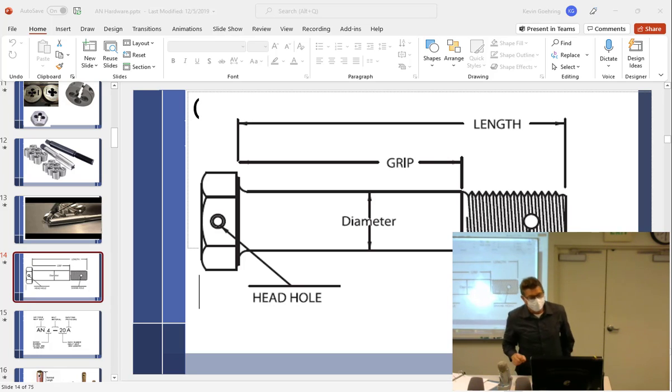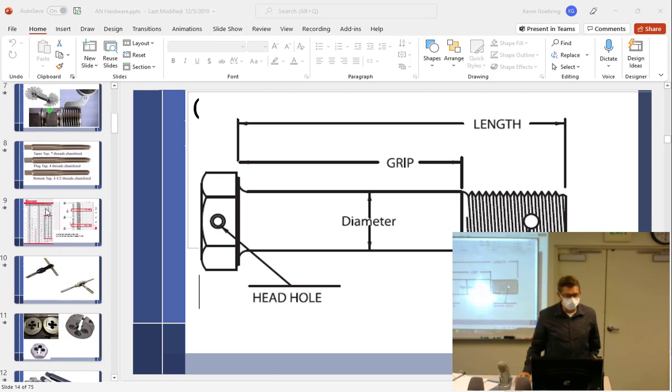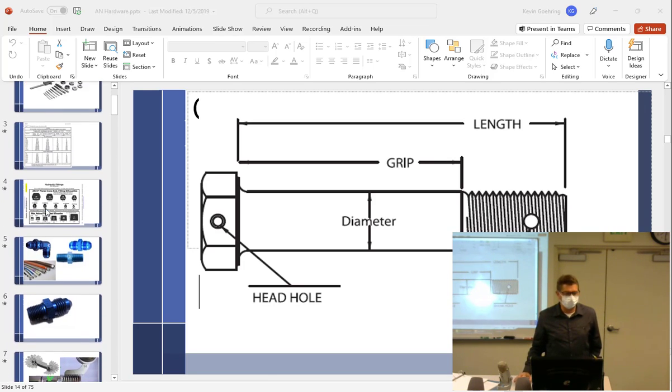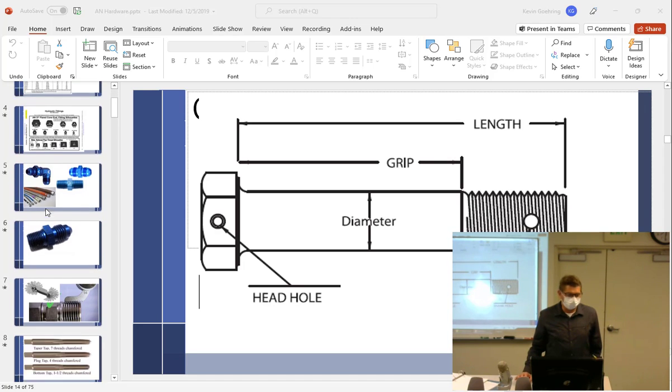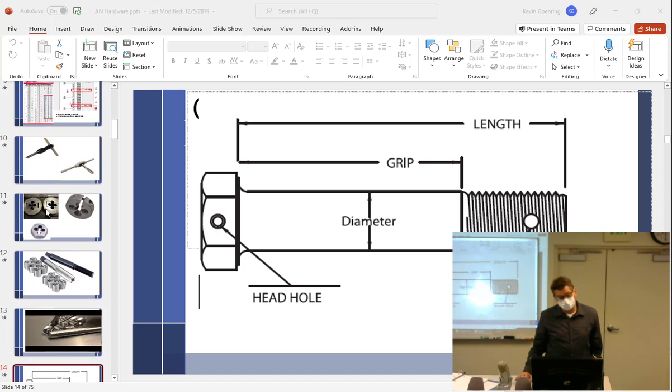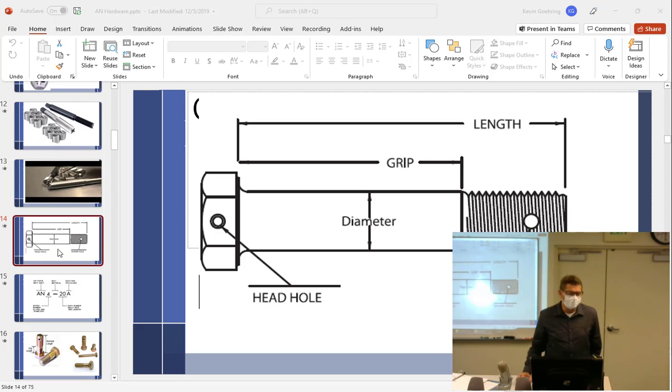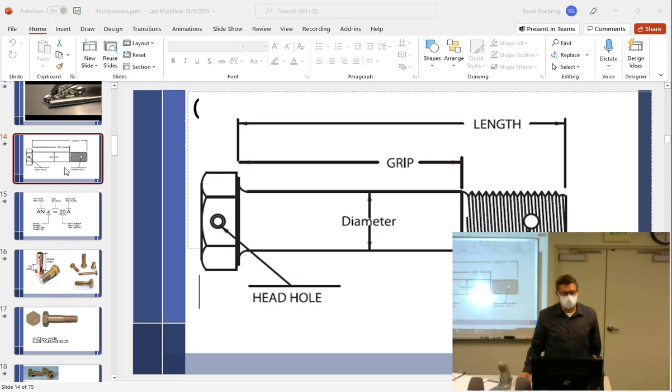There we go. Okay, so we started right before the Thanksgiving holiday talking about hardware. Well, mostly there's threads, what kind of threads there are. We talked about kinds of threads, how to make threads. We left off with thread repair. Now let's get into talking about actual hardware.